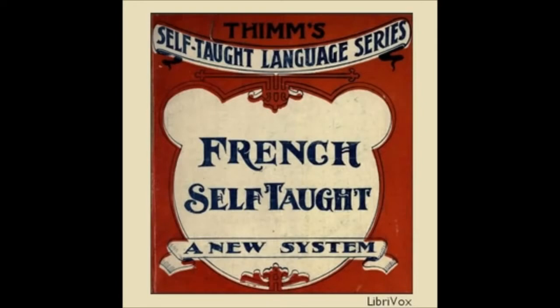Compound tenses, anterior, I have sold. J'ai vendu. Tu as vendu. Il a vendu. Nous avons vendu. Vous avez vendu. Ils ont vendu.